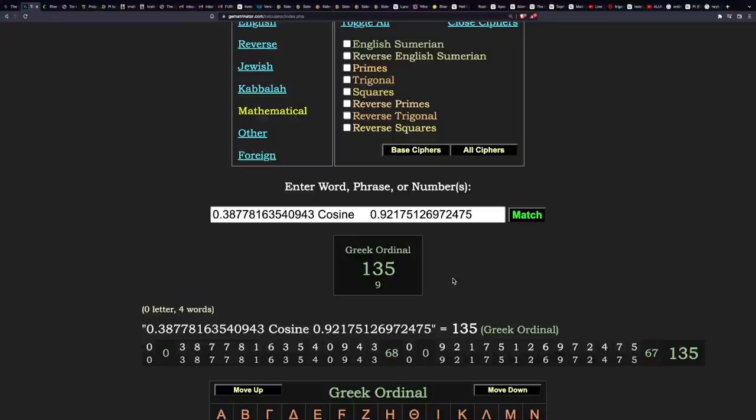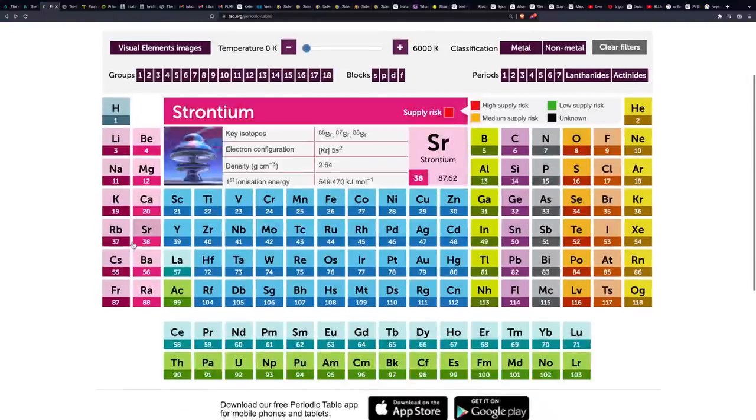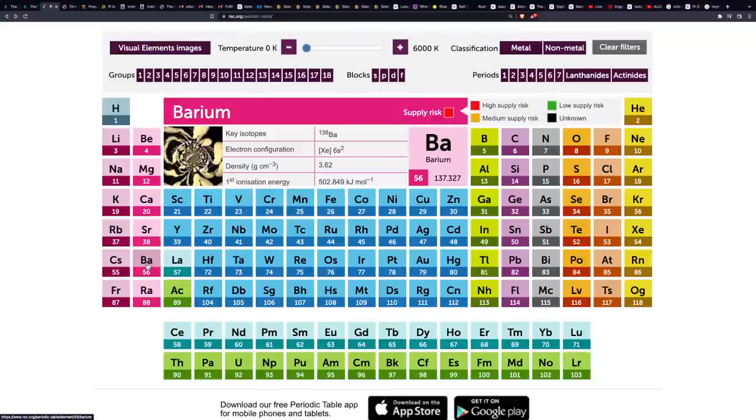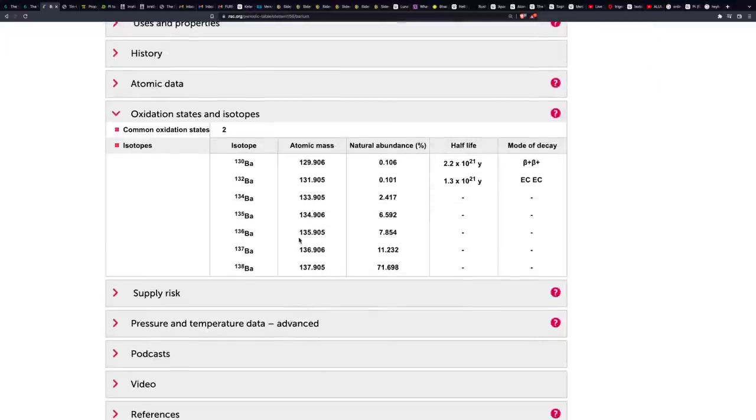We get 135. What is 135? Where does that fit in the scheme of things? Well, once again, you can go to the periodic table and start to look at where the 135 is at. It's going to fit inside barium. Barium right here, you go down to the oxidation states and isotopes. There it is. It's one of the isotopes.